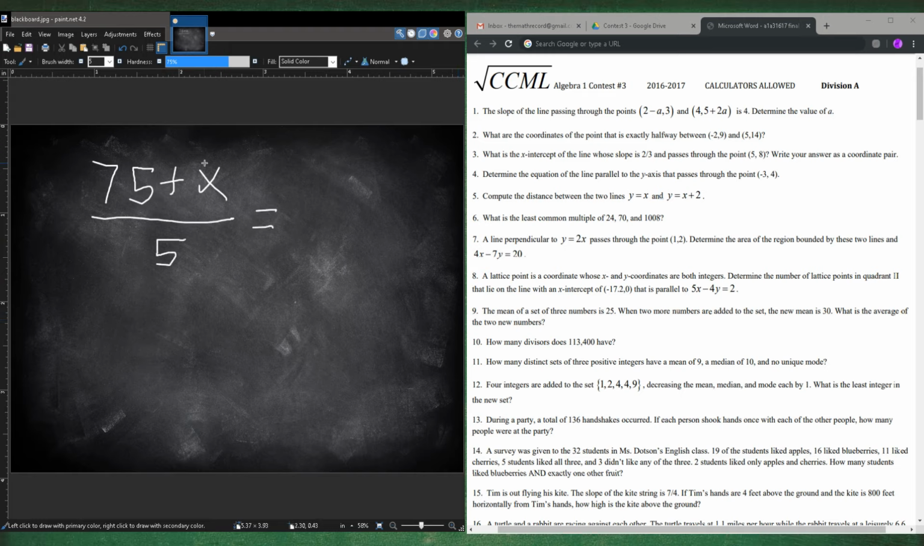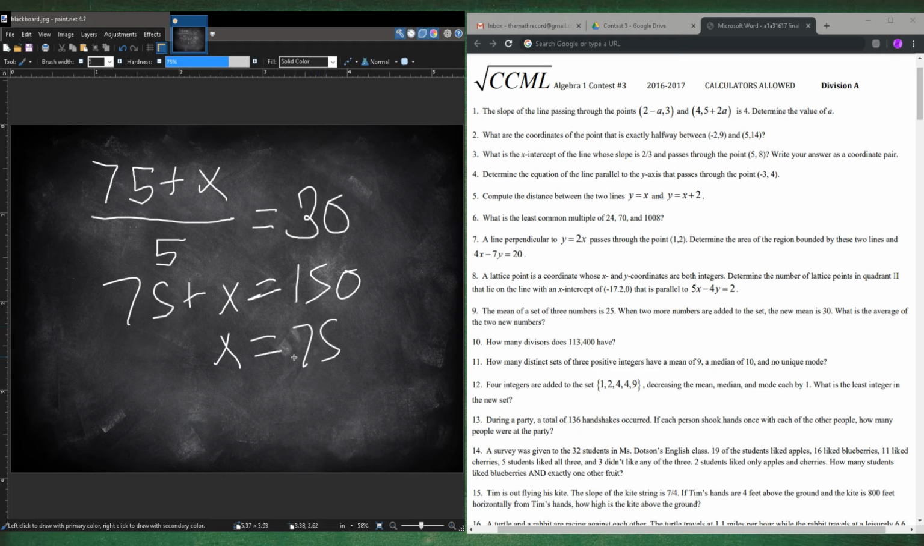Now the new mean is 30. So 75 plus x is equal to 150, and x is equal to 75. So the new sum of the 2 numbers is 75, and the mean of those 2 numbers is 75 divided by 2, which is 37.5. It's basically just that simple.